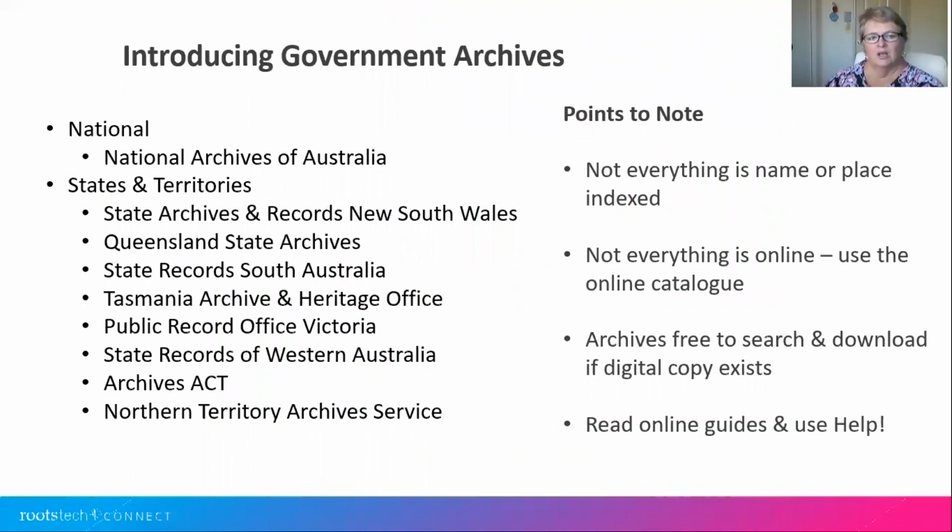Looking at the government archives now, we have the National Archives of Australia and all of the state and territory archives, which I've listed there. The URLs are in the handout. You have to remember that not everything is name indexed or place indexed. If it's in a file name, then yes, you may find it in a catalogue, but there are lots and lots of series of records that are not indexed and you use the catalogue to find them.